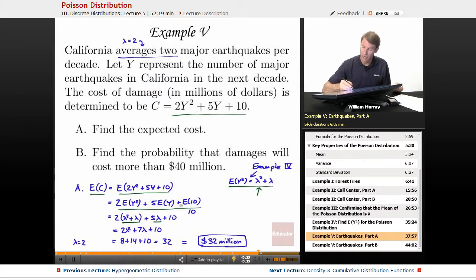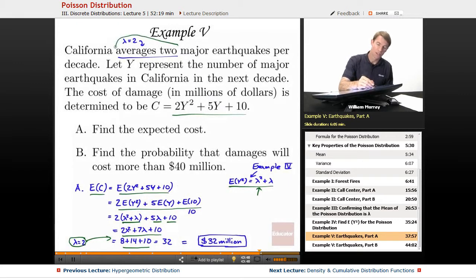And of course, the expected value of a constant 10 is just 10. So then I expanded that out. I got 8 plus 14 plus 10. That was using the value of lambda equals 2 that I got from the stem of the problem, that we're averaging 2 earthquakes per decade. And that gave me 32 as an answer, and apparently our units here are millions of dollars, so we're talking about $32 million for our expected cost for earthquake damage next decade.